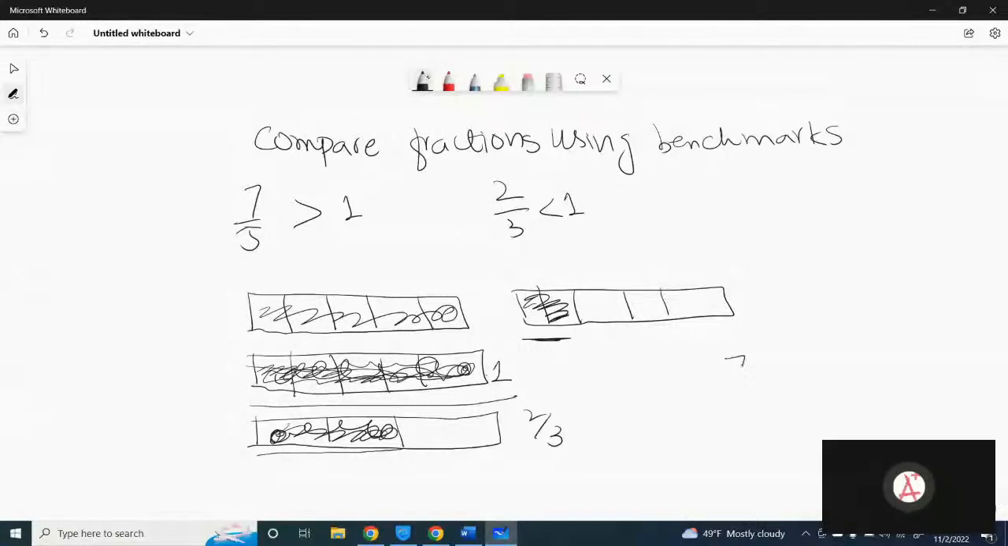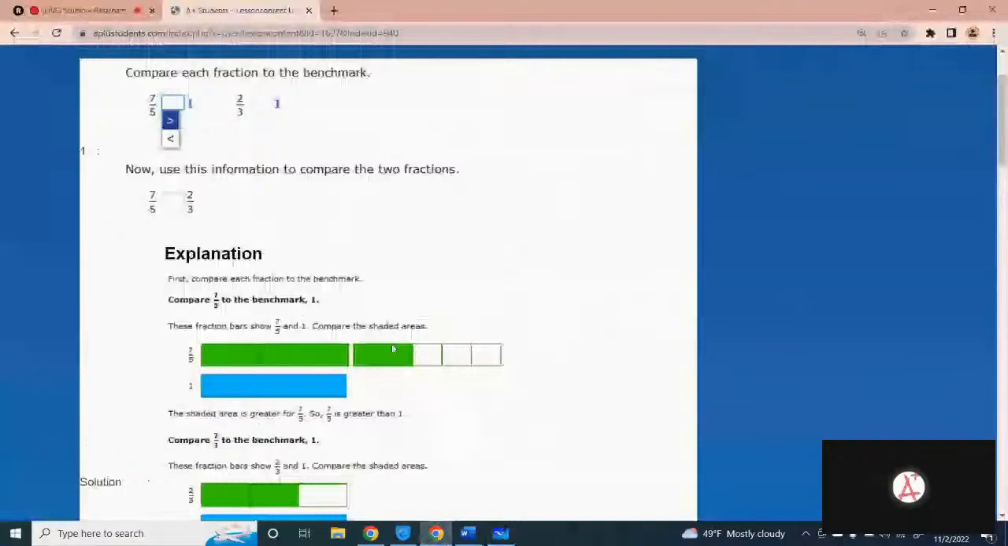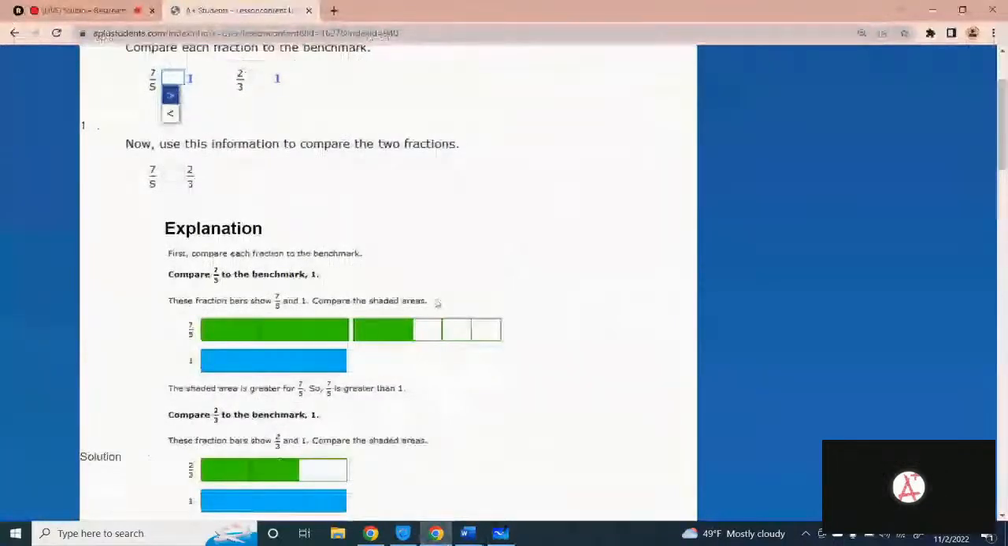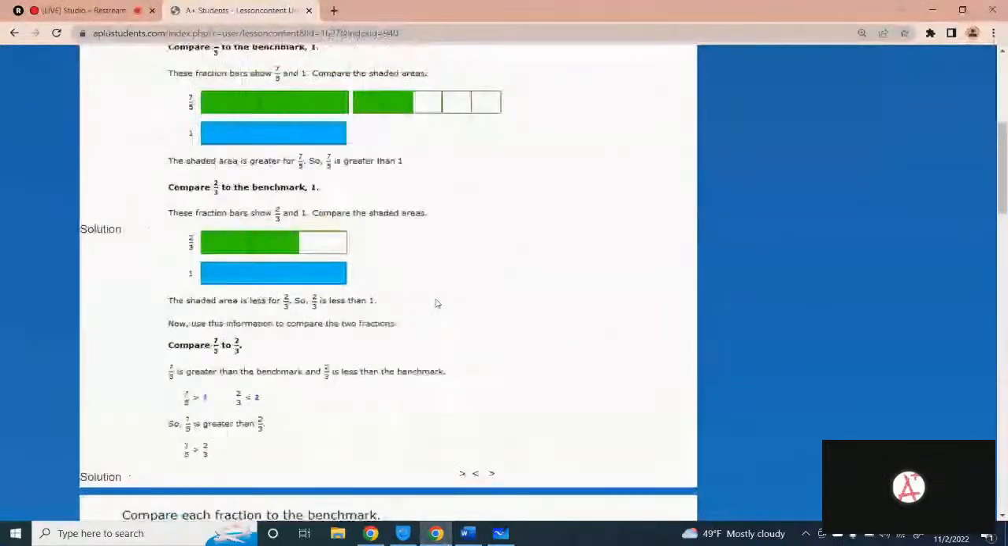Now you need to see both the fractions, 7 over 5 and 2 over 3. Okay, now just look at this one. This is 7 over 5 and this is 2 over 3. So 7 over 5 is greater than 2 over 3. Got it? 7 by 5 is greater than 1 and 2 by 3 is less than 1. One of them is greater than 1 and one of them is less than 1. That means 7 by 5 is greater than 2 over 3 because it is greater than 1. Got it? So 7 over 5 is greater than 2 over 3.